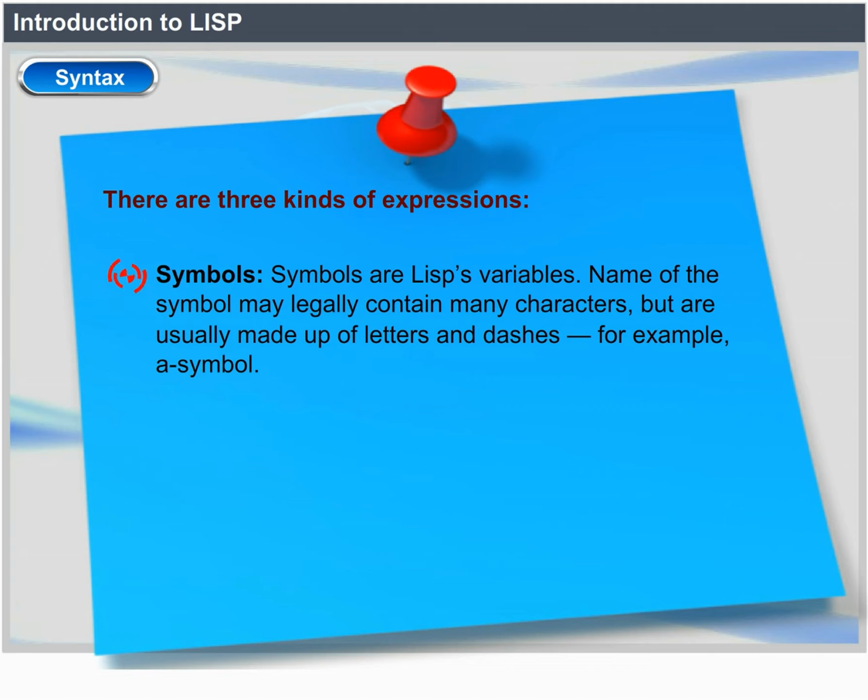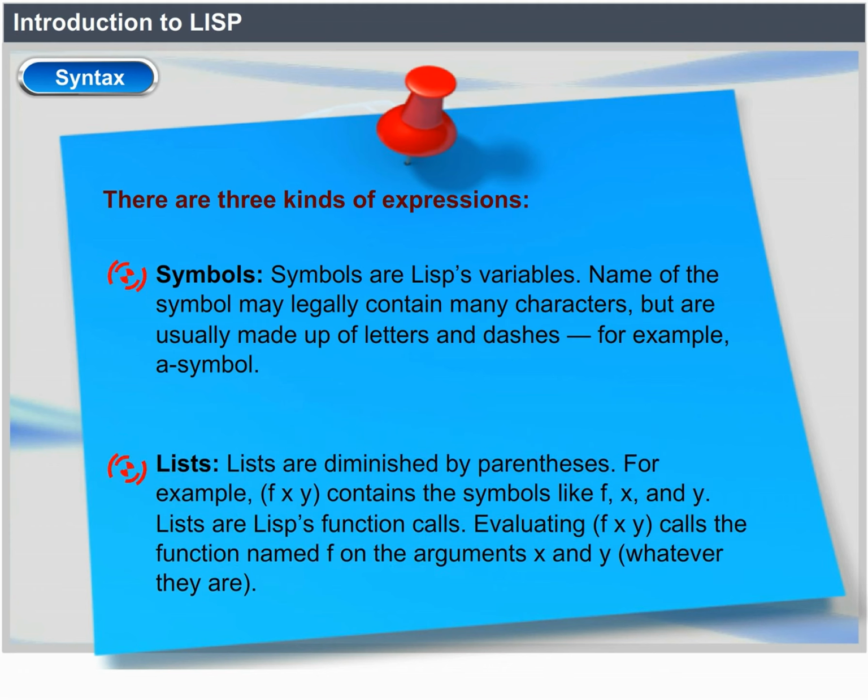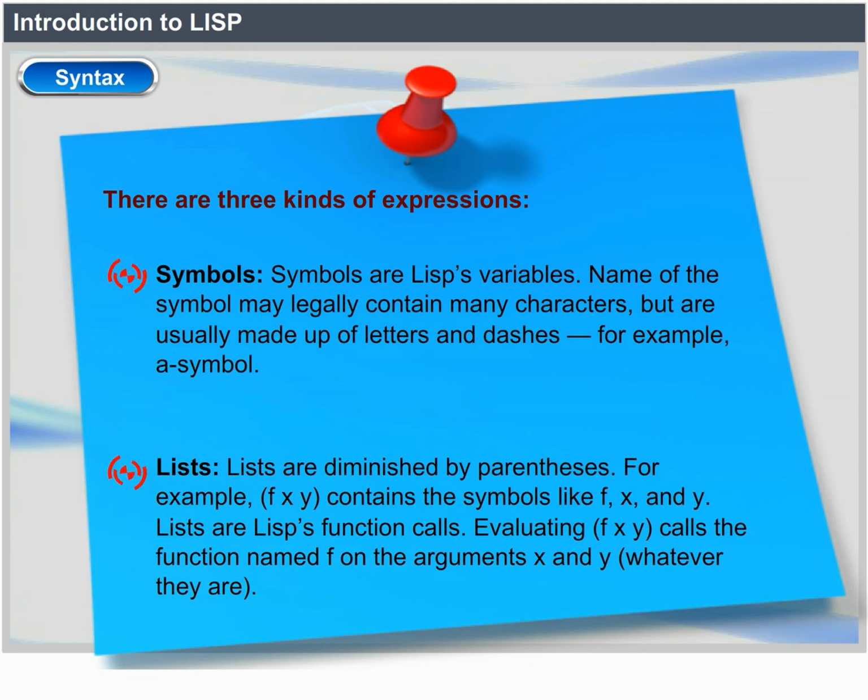For example, a symbol. Lists. Lists are delimited by parentheses. For example, (f x y) contains the symbols f, x and y. Lists are Lisp's function calls. Evaluating (f x y) calls the function named f on the arguments x and y, whatever they are.